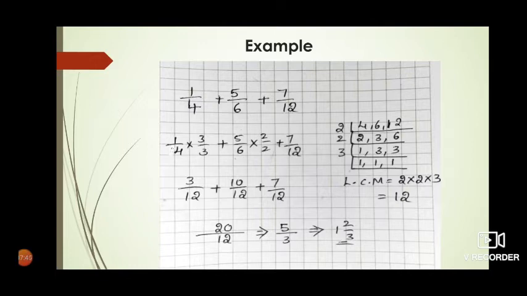In some cases, children, we can find it directly just by looking. For example, here 6 and 12 are the denominators. Directly we can see that 6 2s are 12. So if we multiply one fraction by 2 by 2, that is enough. If it is a little bit tough, then we will take the LCM. Then if we take the LCM, we will get 12.